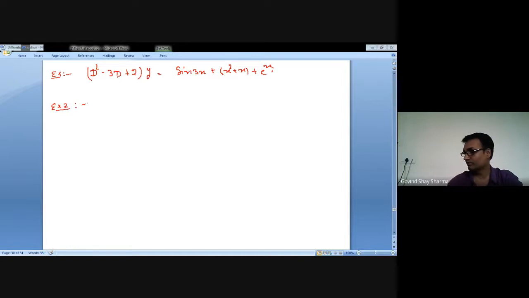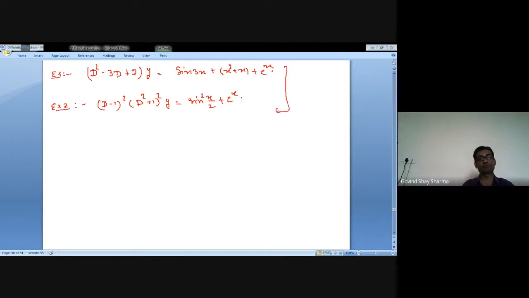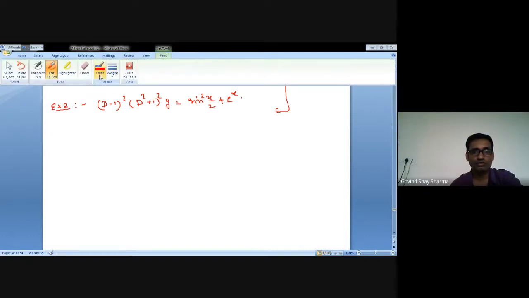Second is that (D minus 1) whole square y is equal to something plus e to power x. These are the two examples or problems we will take in today's lecture. And first, I start with the first one.